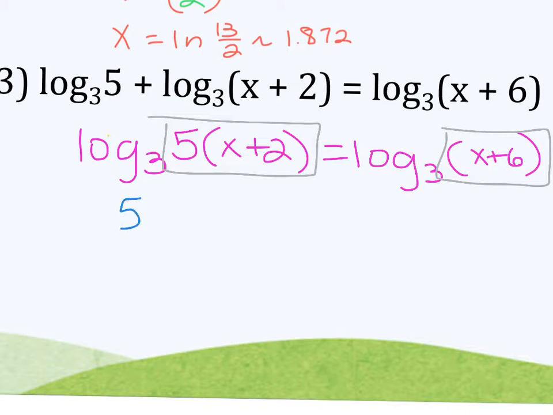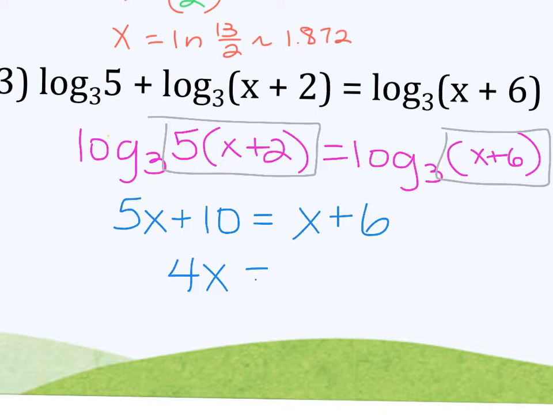So I'd get 5x plus 10, once I distribute that 5, equals x plus 6. Subtract the x from both sides. I get 4x. Subtract the 10 from both sides equals negative 4. Divide both sides by 4, and I get negative 1.